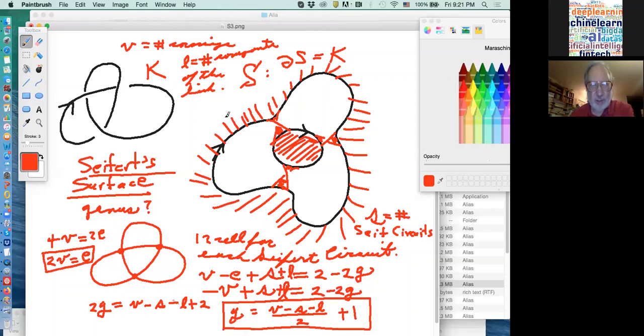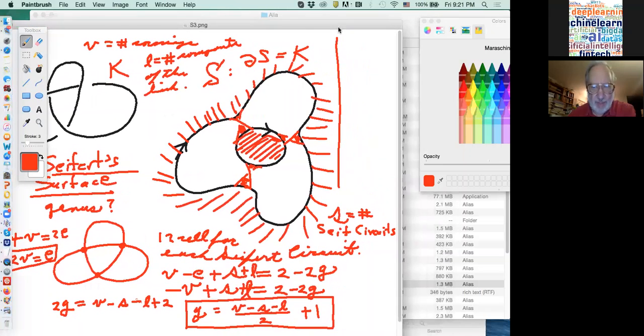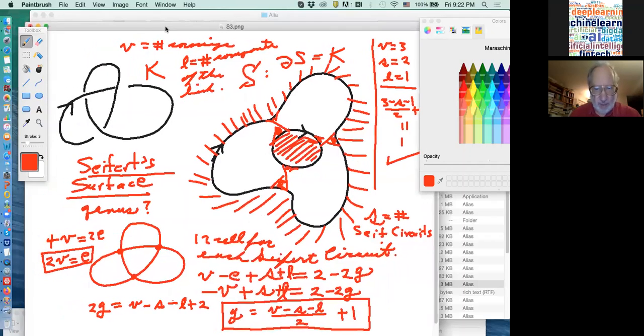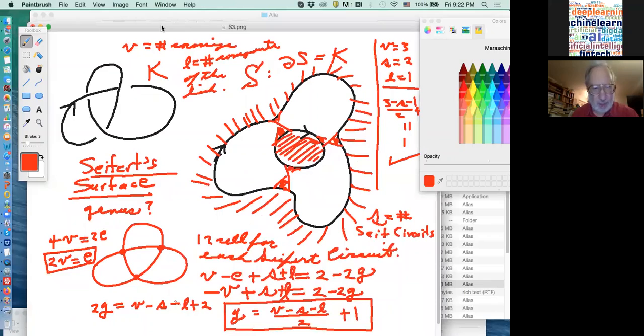And we'll see whether that worked out by doing it in our case, where I know this is a torus. So in this case, what did we get? We got that the vertices is equal to 3, and the Seifert circuits is equal to 2, and the L is equal to 1, and we get 3 minus S minus L over 2 plus 1, which is exactly equal to 1. So it looks like I'm in the right ballpark there for the genus of the Seifert spanning surface.